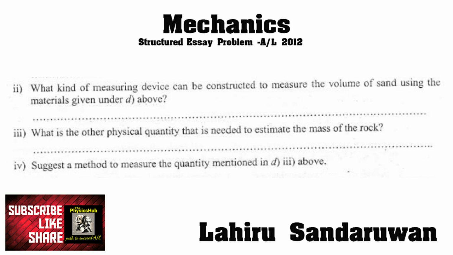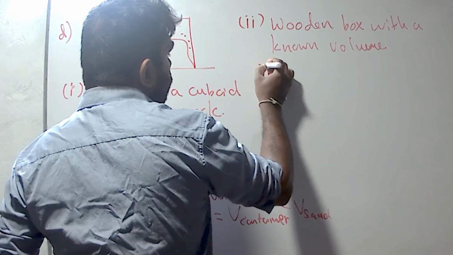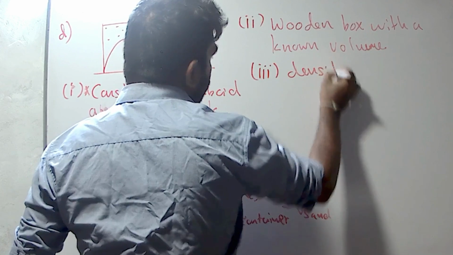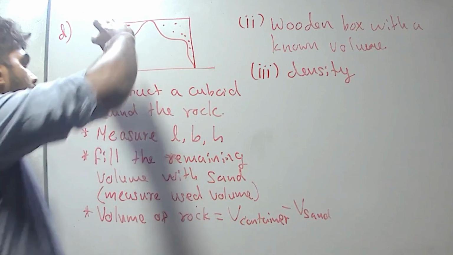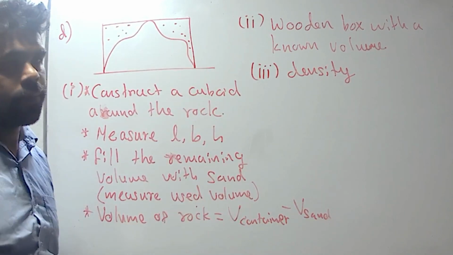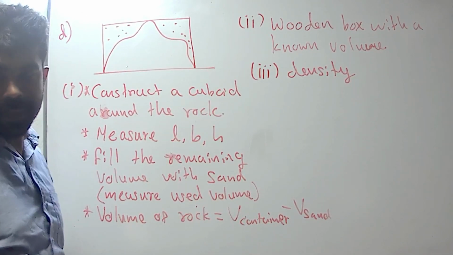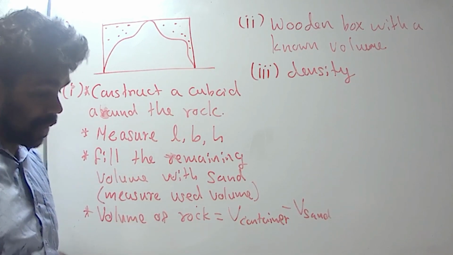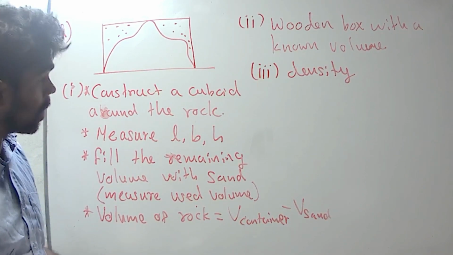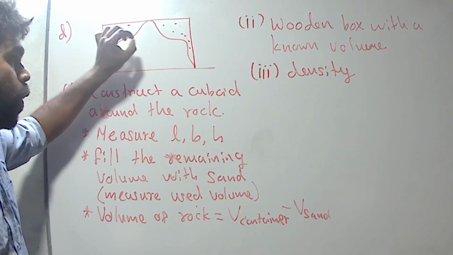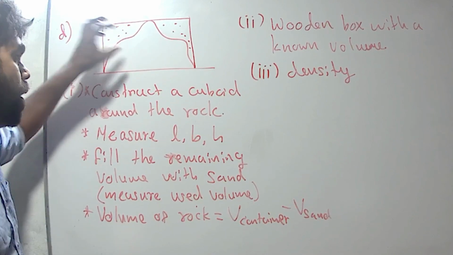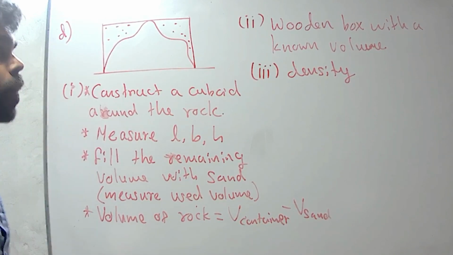Then part 3, what is the other physical quantity that is needed to estimate the mass of the rock? We have to use the density of the rock. We can find the density by using a small piece of this rock, and we have to use the previous method in parts A, B, C to find the density of the rock. We have to assume that the density of the whole rock is equal to the density of the obtained sample.